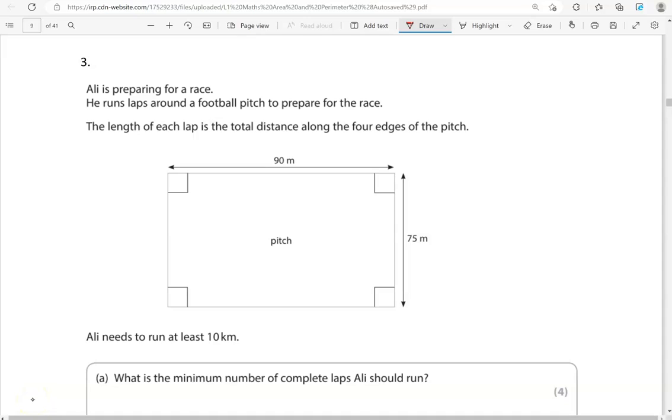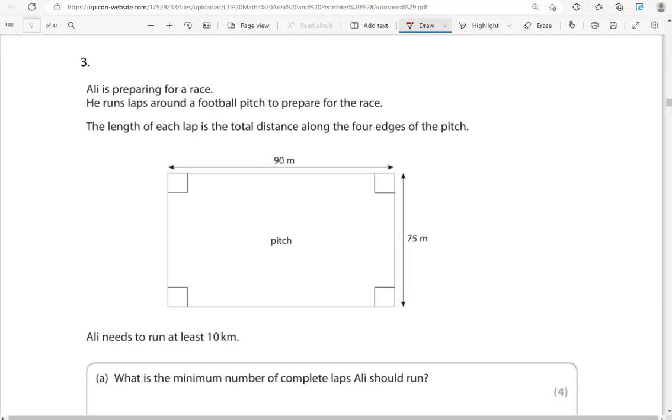Ali is preparing for a race. He runs laps around a football pitch to prepare for the race. The length of each lap is the total distance along the 4 edges of the pitch. Ali needs to run at least 10 kilometers. What is the minimum number of complete laps Ali should run?